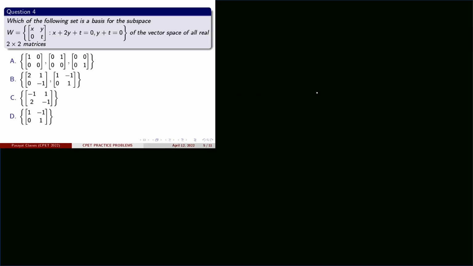Now come to another question, that is question number 4. Here we have to find which of the following sets is a basis for the subspace W, and W consists of the matrices of the form x, y, 0, t, and the conditions are x plus 2y plus t is equal to 0 and y plus t is equal to 0, of the vector space of all real 2 cross 2 matrices. So from the above options, we have to find which one is the basis for that subspace.